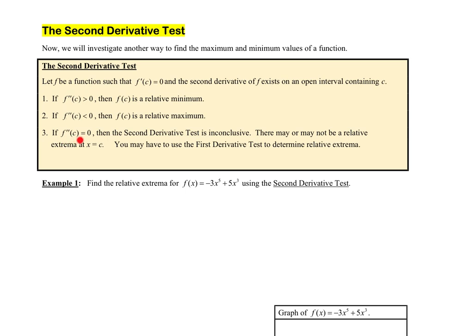Now notice this as well. It says if the second derivative is equal to 0 at that point, then it turns out this test is inconclusive. It still may be a relative extrema. We're going to have to go back to the first derivative test. So it's going to really combine a lot of different things. I do want to make this important point.